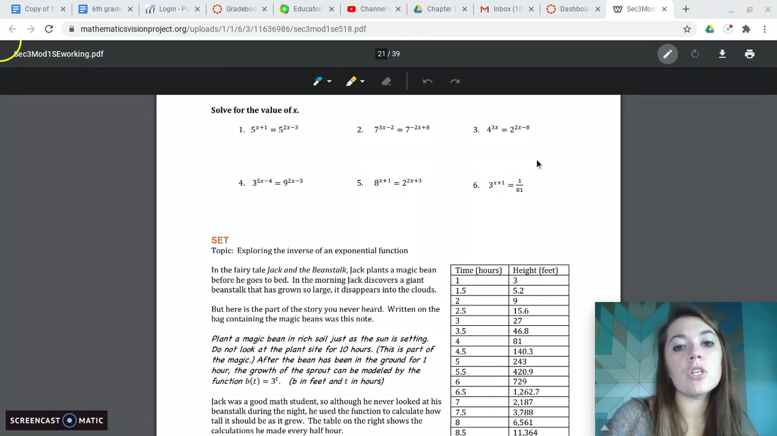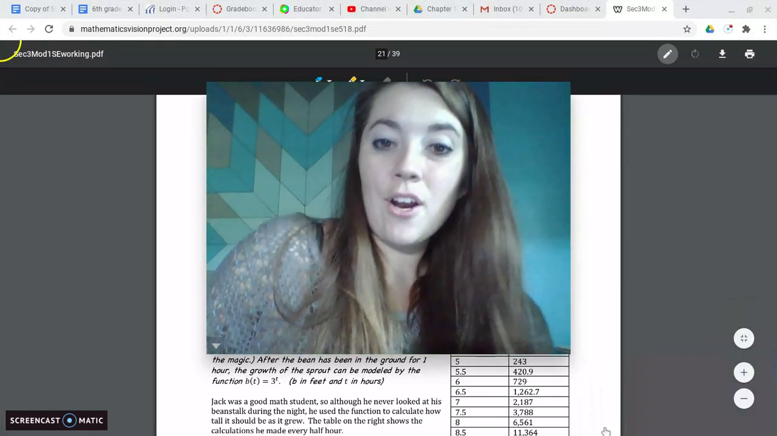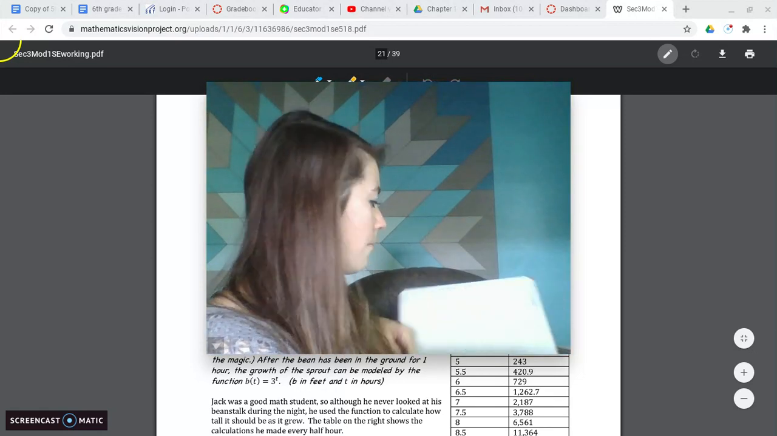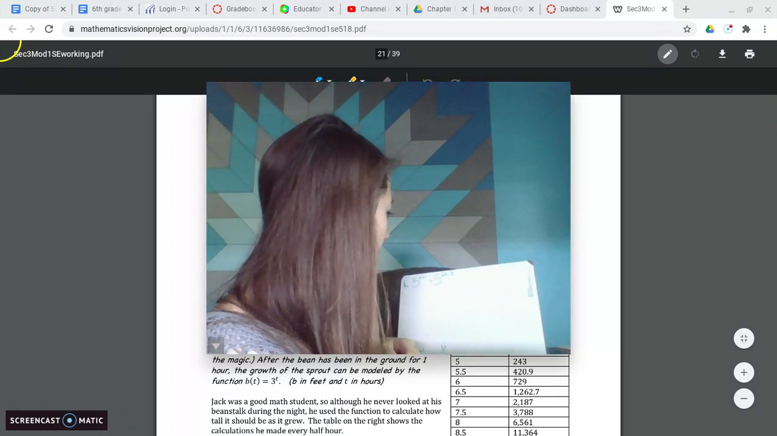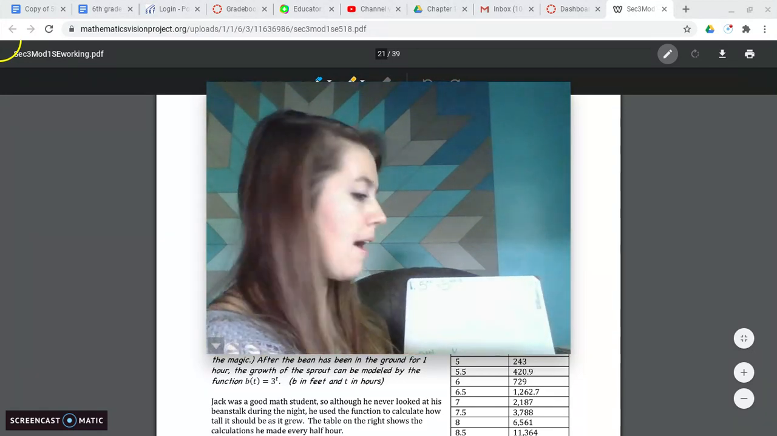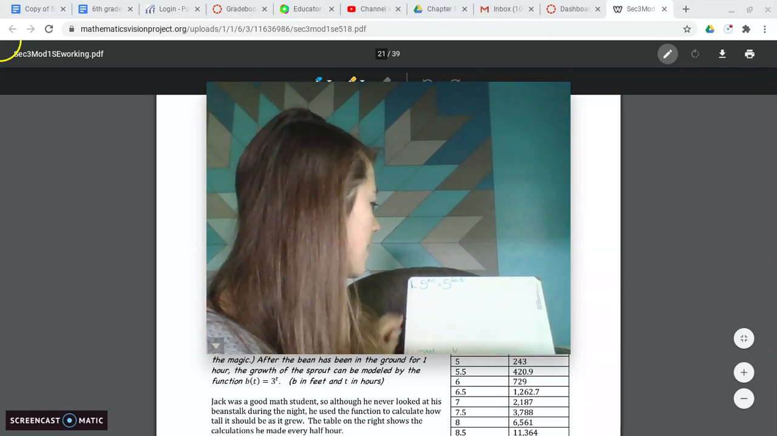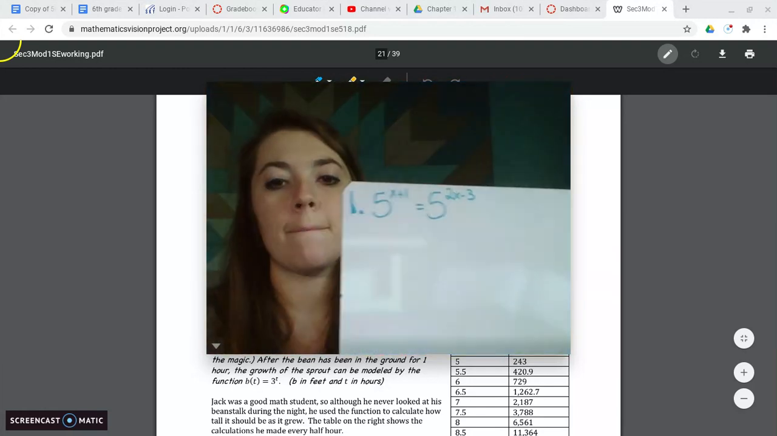Now, I'm sure as you're looking at these equations, you're probably panicking because they look really confusing, like how on earth am I supposed to solve this? But I'm going to tell you, it's a lot easier than you think to solve them. So, like I said, we're looking at number 1, 5 to the power of x plus 1 equals 5 to the power of 2x minus 3.